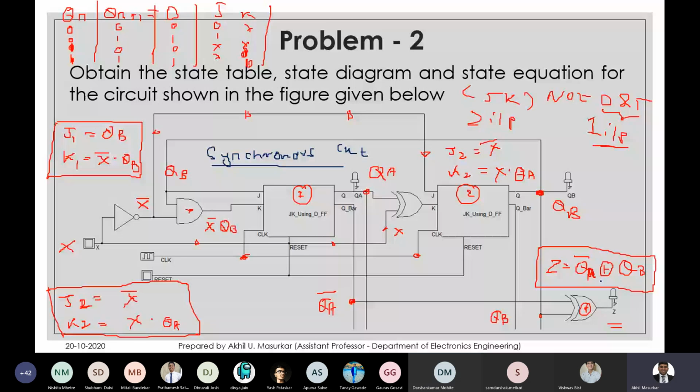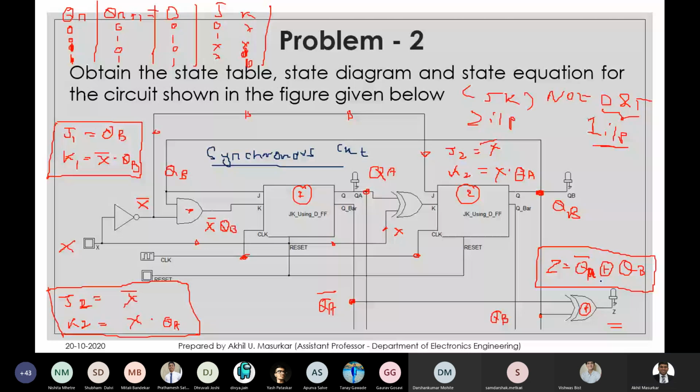No, you are not audible. Can you speak a bit clearly or loudly? Hemant, can you answer the question? Why do you feel it's a Mealy circuit? Hemant, I think both are having network problems.